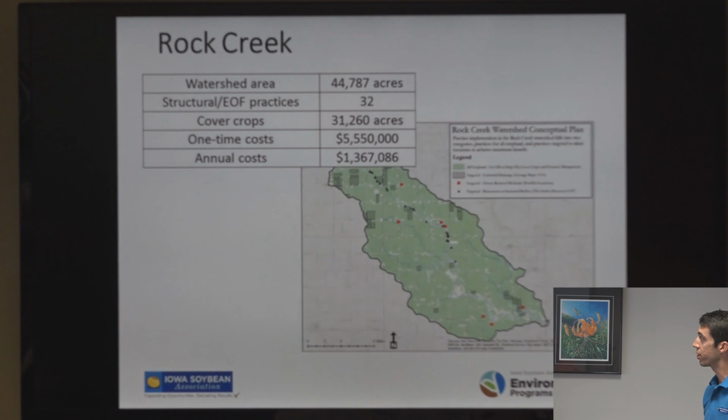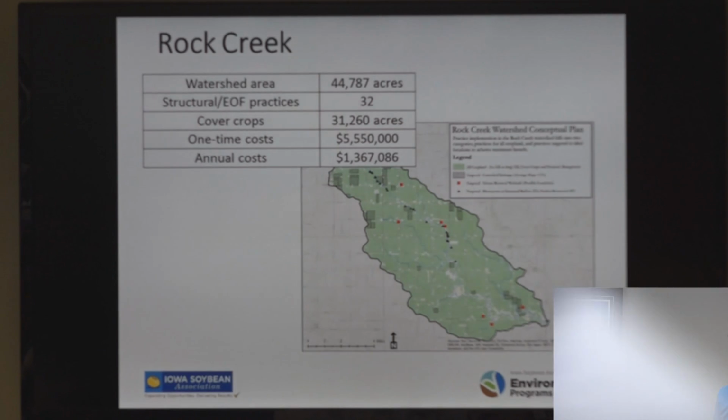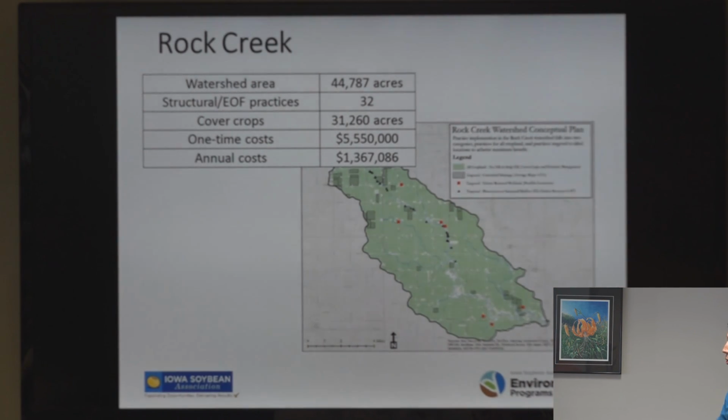So I want to briefly go through each of these 4, kind of some similar stats to the Miller Creek. The number of structural and edge of field practices, so that's bioreactors, saturated buffers, and nitrate removal wetlands, in the about 45,000 acre Rock Creek watershed is 32, with over 31,000 acres of cover crops, and a similar one-time cost budget to Miller Creek, similar size watershed, but slightly higher annual costs. And that's based on one of the goals of that watershed advisory committee, which was to implement cover crops on all cropland. So that's why their cover crop acreage is higher, which makes their annual operating cost higher.